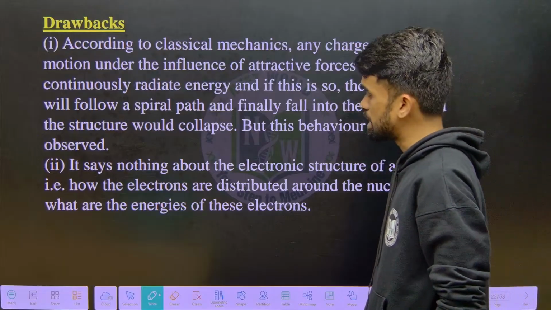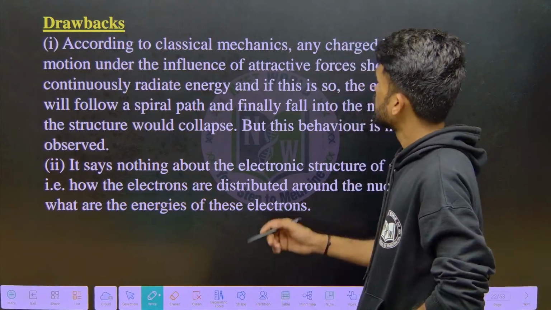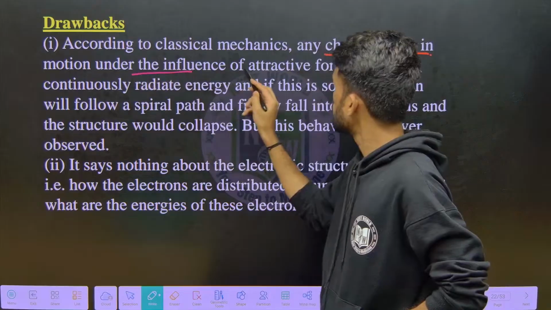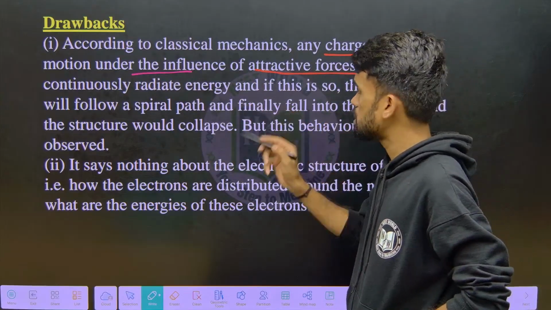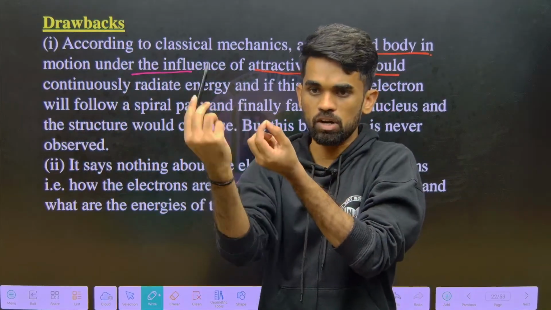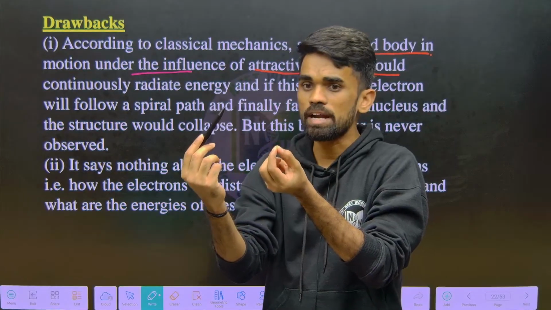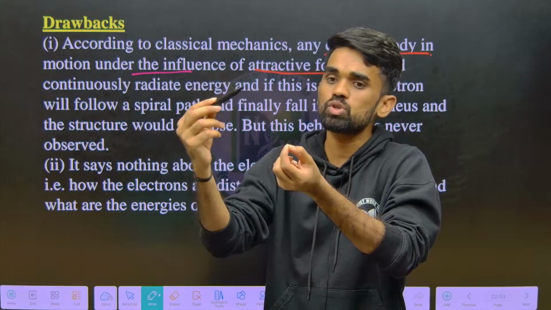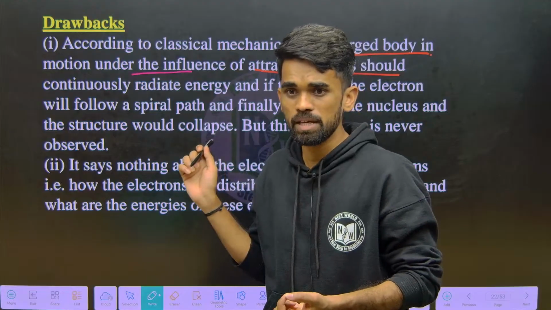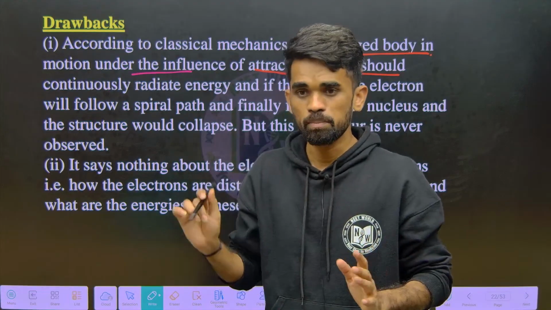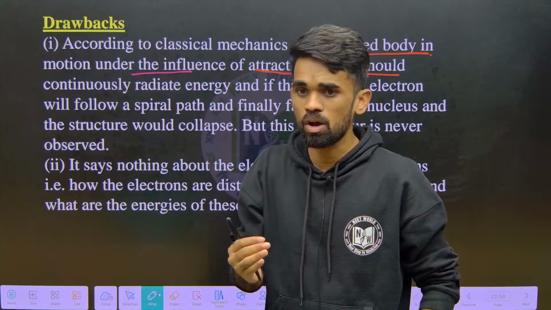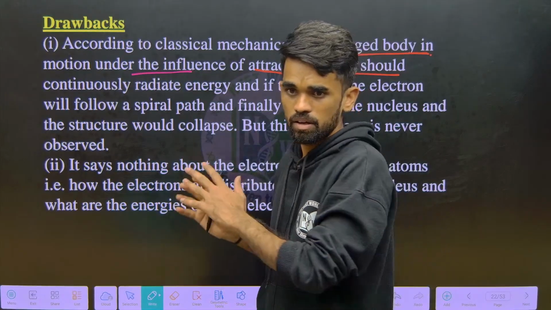So what are the drawbacks of the Rutherford atomic model? From classical mechanics, we know that if any charged body is in motion under the influence of attractive forces continuously, it loses its energy. Proton and electron are oppositely charged, and the electron revolves around the nucleus. After some time, that moving particle should lose its energy, follow a spiral path and fall into the nucleus. If that happened, atoms should get destroyed, but atoms are stable. It means there is some misconception or no proper explanation in this theory.